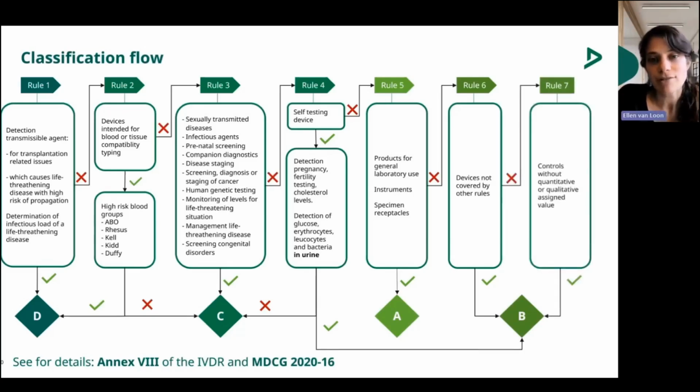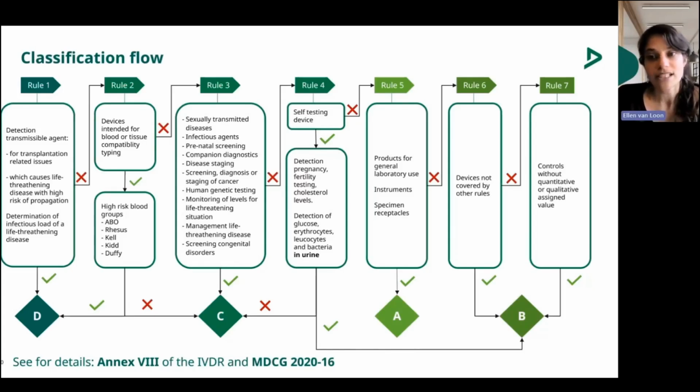And for rule number 7, that's for controls without a quantitative or qualitative assigned value, then it's a Class B device. Like I said, this is a simplified scheme, so it's very important to go to Annex 8 and just check if every rule is applicable to your device, yes or no. Also check the implementing rules mentioned in Annex 8.